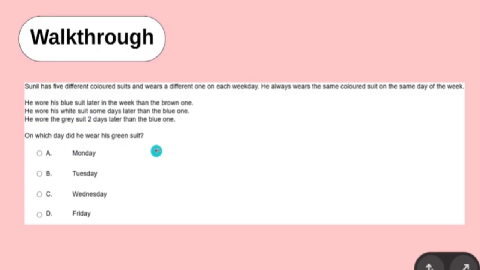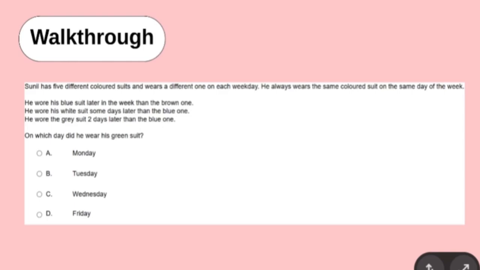On which day did he wear his green suit? So we're trying to work out the day he's wearing his green suit. Good to know. Then I'd read through the text or skim through it. So I'm just going to quickly skim through it. Okay, good to know. He wore his green suit. Okay, this is probably going to need some paper or whiteboard.